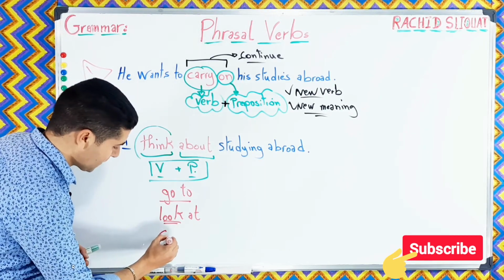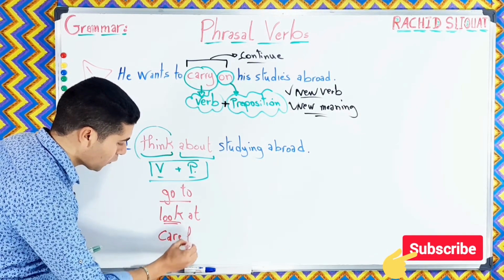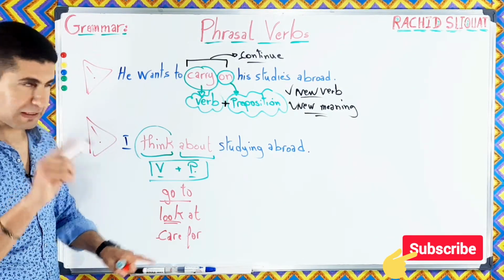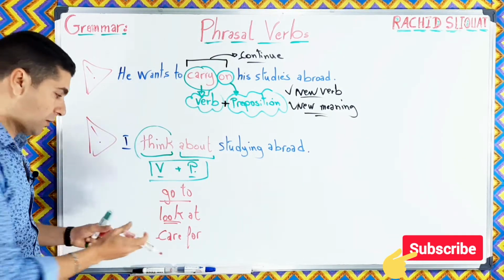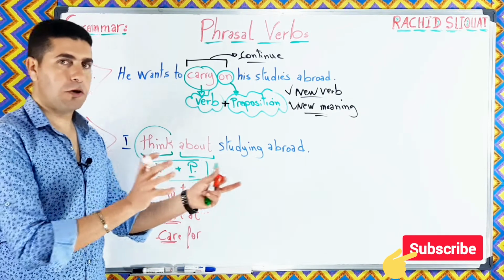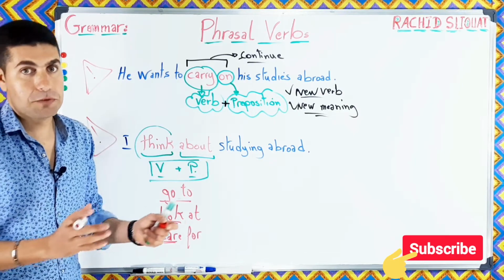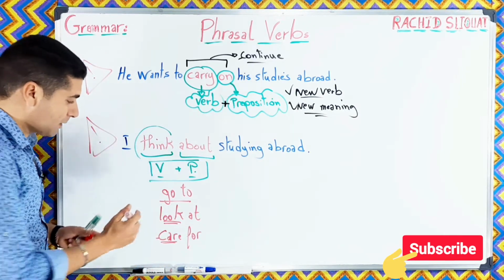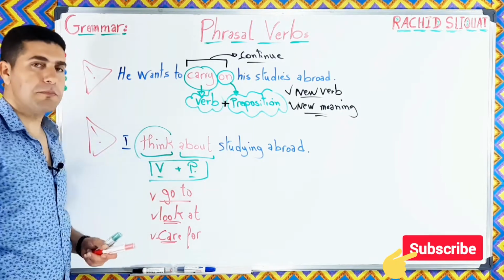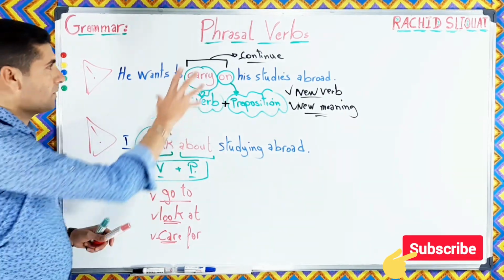Also, you can have something like care for. Again, this is only a verb plus preposition and not a phrasal verb, because the verb care is still care. Care for a baby, care for your children, care for your pets, for example, etc. So these are examples of verbs plus prepositions, not phrasal verbs.